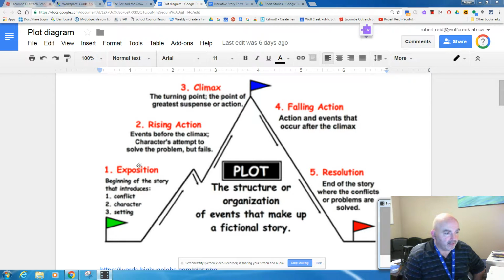In the very beginning, we have the exposition, which is the beginning of the story, that can introduce three things: conflict, character, and setting. We have the rising action, events before the climax, where characters attempt to solve the problem, but often fail. Then we have the climax, the turning point, the point of greatest suspense or action. And then you have the falling action, which is the events that occur after the climax, and then the resolution, which is the end of the story where the conflicts or problems are solved.